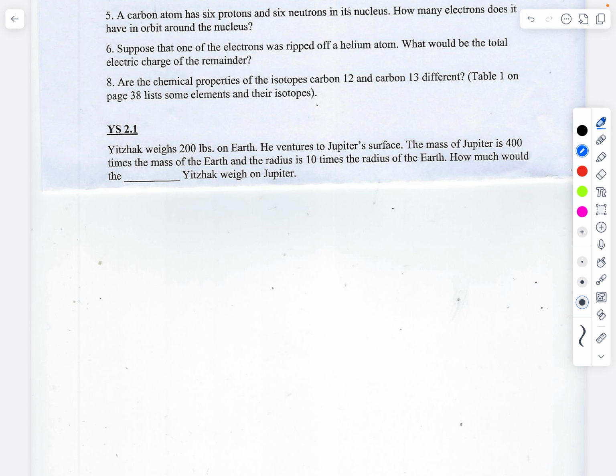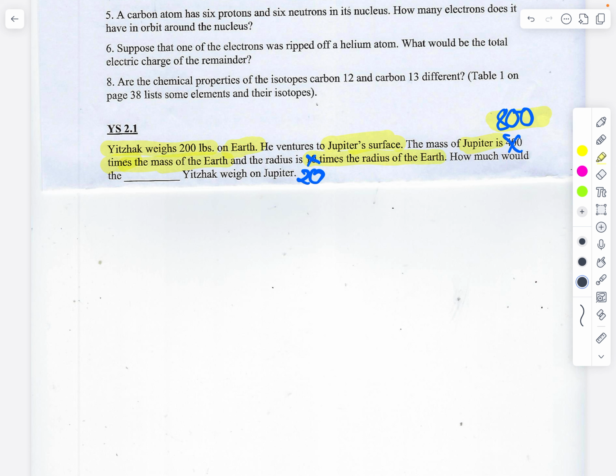Before we start, I'm just going to change up the numbers a little bit. So I'll give you guys an example, and you can do this problem on your own. Before I do any word problem, I try to analyze the question first. We know that Yitzhak weighs 200 pounds on Earth. On Earth is important. Then he went to Jupiter's surface, and the mass of Jupiter is 800 times the mass of Earth, and the radius is 20 times. How much would he weigh on Jupiter?